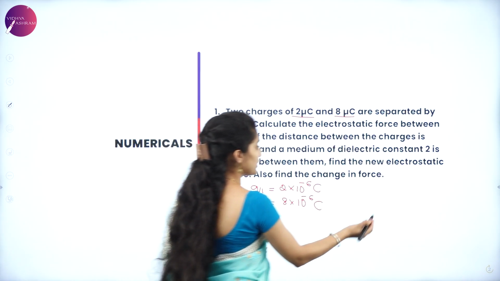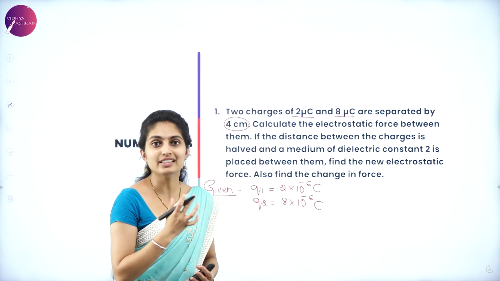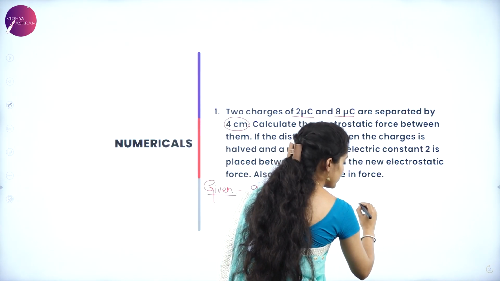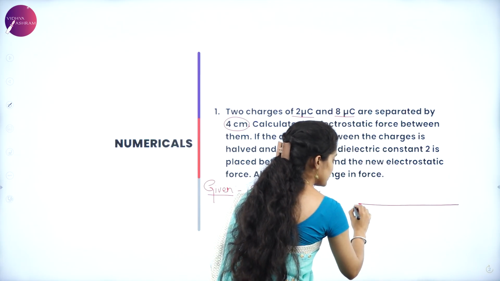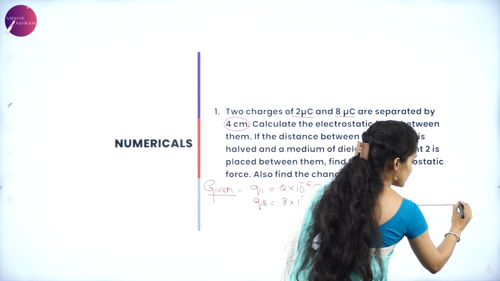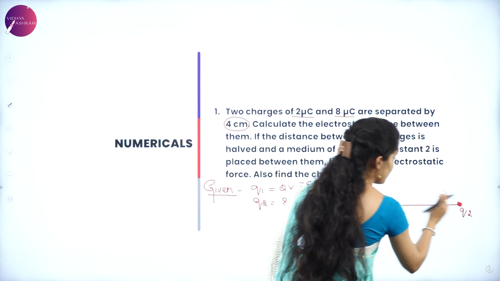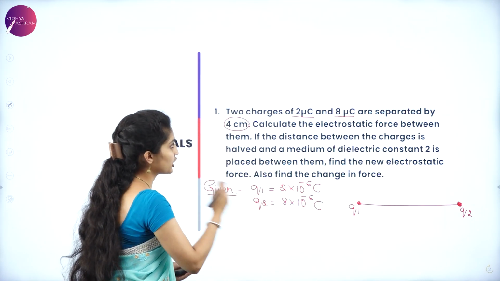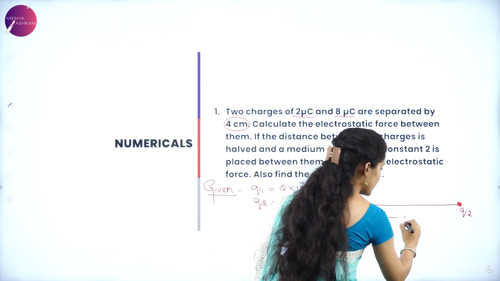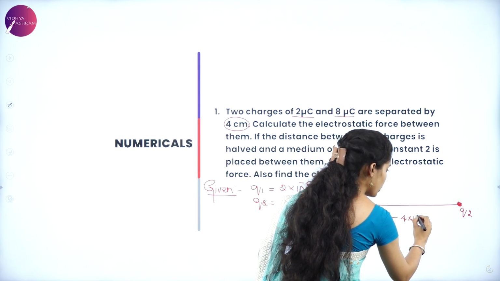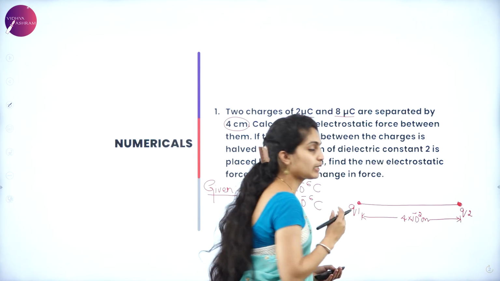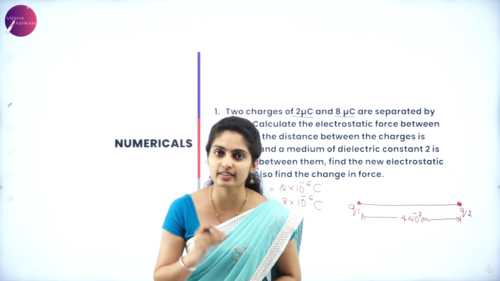So for the separation, you can just draw the diagram which is needed here. That is, one charge is given here. There is a separation. This is the Q1 charge, and here there is the presence of the Q2 charge. So there are 2 charges, Q1 and Q2, separated by 4 centimeters. So this separation is 4 into 10 to the power of minus 2 meter. You're converting your centimeters to a standard unit, that is meters.